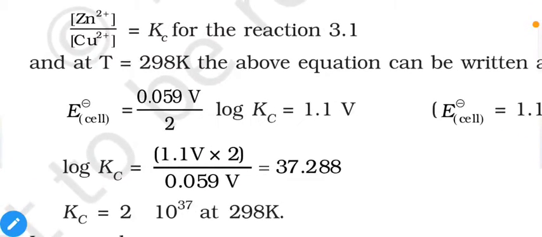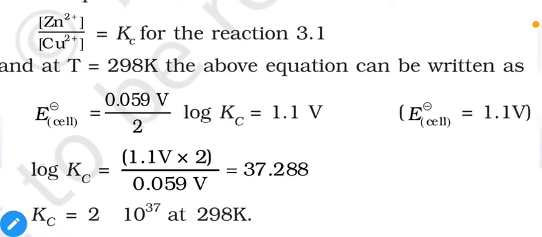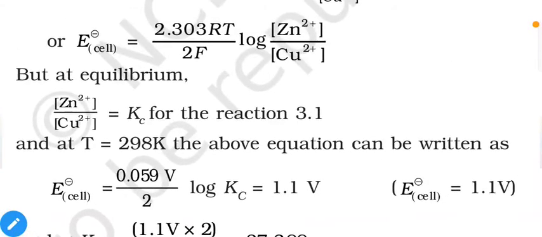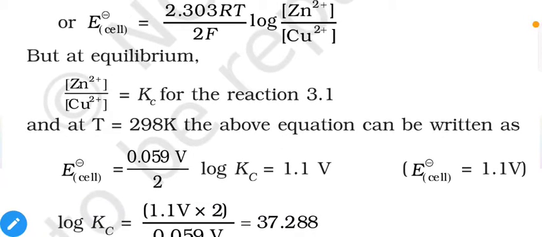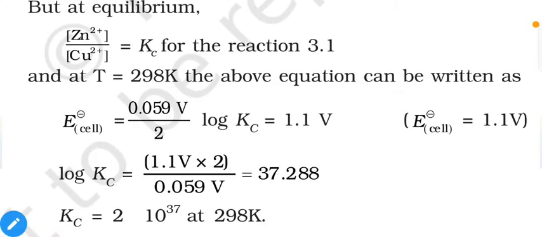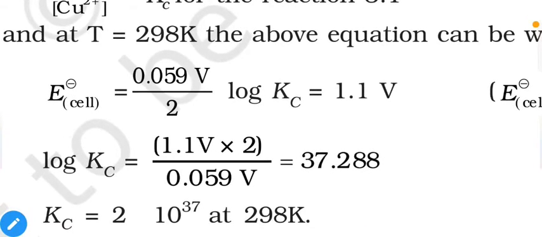So at 298 Kelvin temperature and the remaining values as discussed earlier, 2.303 RT upon F, if T is equal to 298, then it will be 0.059. So this is the earlier calculated value, and we can put this in our equation. So our equation will be E cell is equal to 0.059 upon 2 into log Kc, which is equal to 1.1. Now 1.1 is the standard cell potential of the copper zinc cell or Daniell cell, which was already discussed in earlier topics. So that's why the standard cell potential E cell is equal to 1.1 volt.